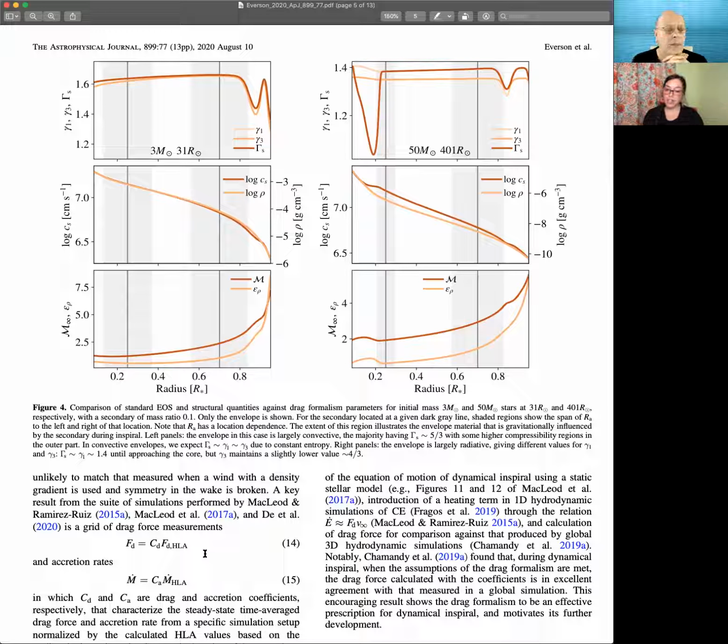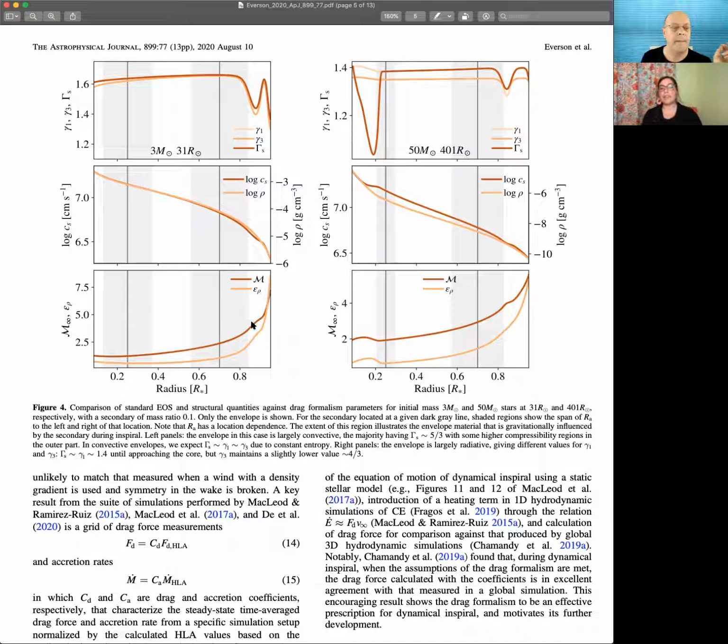On the left-hand side, we're looking at a 3 solar mass star that's at 31 solar radii. And what we can see is that those gammas tend to be more or less the same. So that's probably a convective envelope. It's got pretty much constant entropy, which is why they're all the same value. And what we would expect is to see a Mach and epsilon rho value here that increase monotonically from the inside to the outside of the star. And more or less, that's what we get. So this is what we would expect anyway.